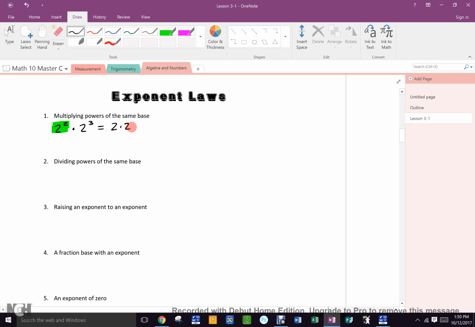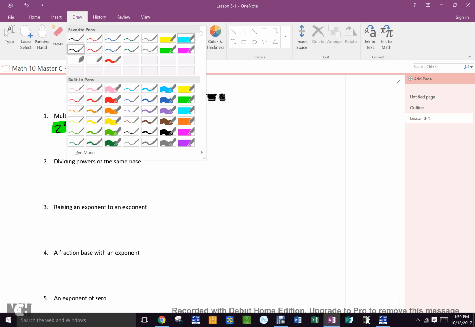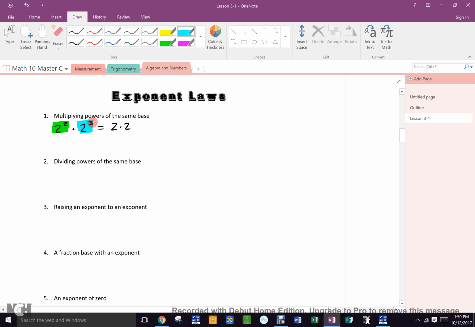2 times 2. What is this really? 2 times 2 times 2. Notice there's a times between there, so what goes here? Times. How many 2's do I have? 2 to the 5th. What is the connection between 2, 3, and 5? Right. 2 plus 3 equals 5.